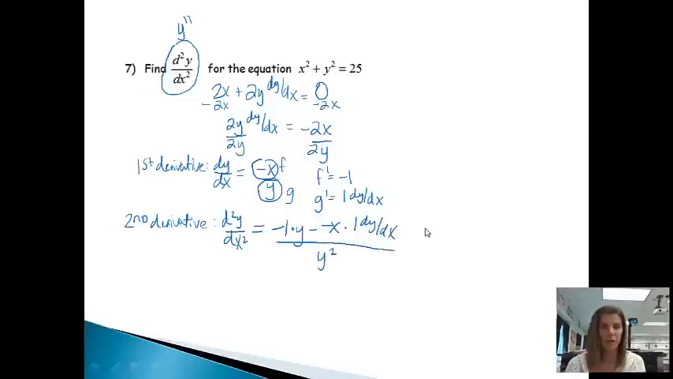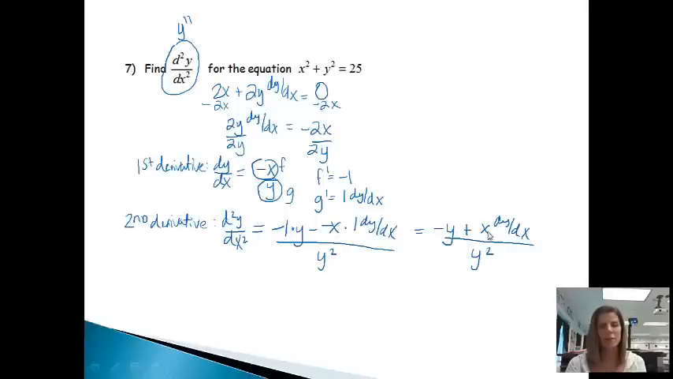Okay, now I'm going to clean that numerator up. Negative 1 times y will be negative y. A negative x will be plus x dy dx over y squared. So we basically have found the second derivative. The big thing on this one though is usually they'll say to find the derivative in terms of x and y. So notice I have x and y's, but I also have this dy dx, and so we don't want that dy dx there.